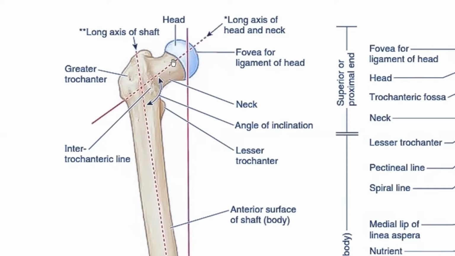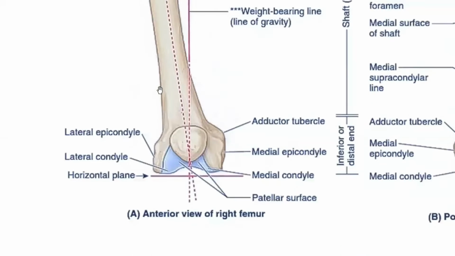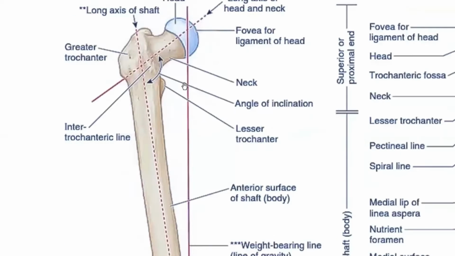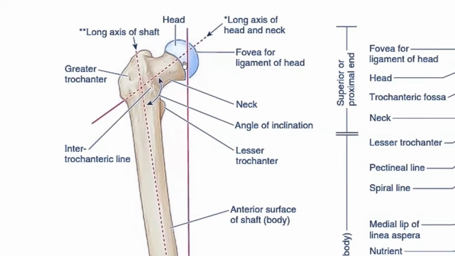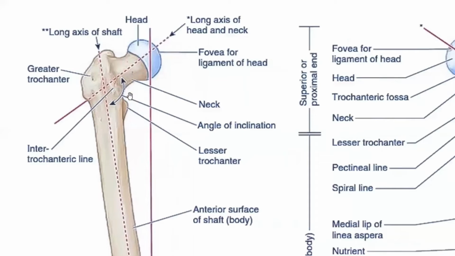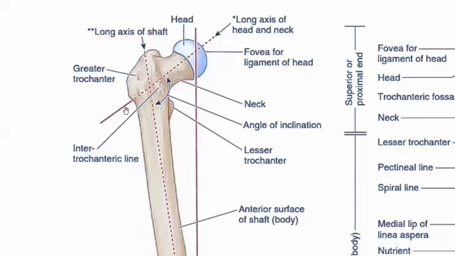You should see this. And this is the long axis of the shaft, right? Here you could see this is an angle being formed. And then again, this angle of inclination, you see, is formed between the long axis of the head and neck and the long axis of the shaft. This is the angle of inclination, 125 degrees in males, right? You could see there is a hand cursor. Yes, you could see this. This is the angle of inclination.